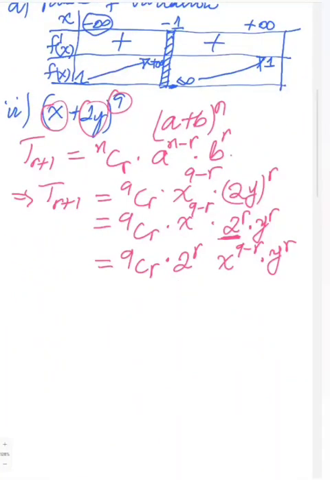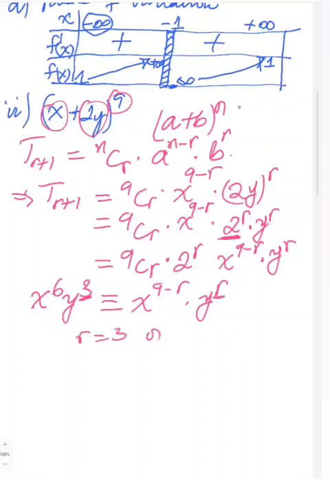The question asks for the coefficient of x to the 6th y cubed. So this is identical to x to the 9 minus r, y to the r. So comparing the powers of x and y on the left hand side, we can already see that for y, 3 corresponds to r. So r equals 3. Or 6 corresponds to 9 minus r. And from there again, r would be 3. So r equals 3 in this question.